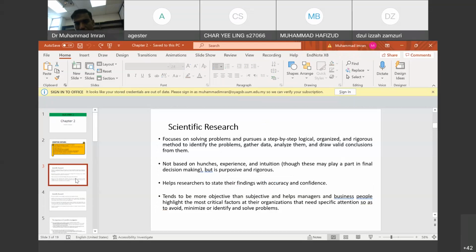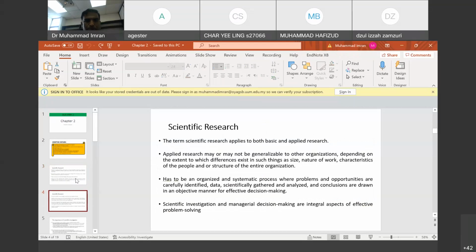Let's move to the second slide. Scientific research, I'm still continuing. The term scientific research applies to both applied and basic research. We will discuss at the end of this lecture what basic and applied research are. This is a part of scientific research, by the way. Applied research may or may not be generalized to other organizations, depending on the extent to which differences exist, such as size, nature, and characteristics. Okay, just leave it here now.